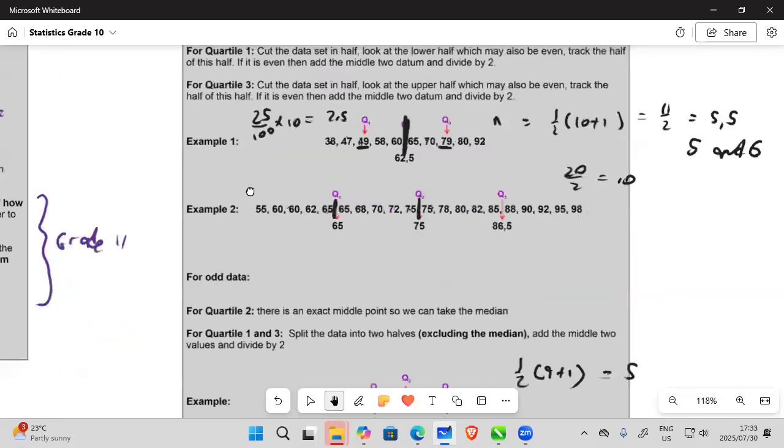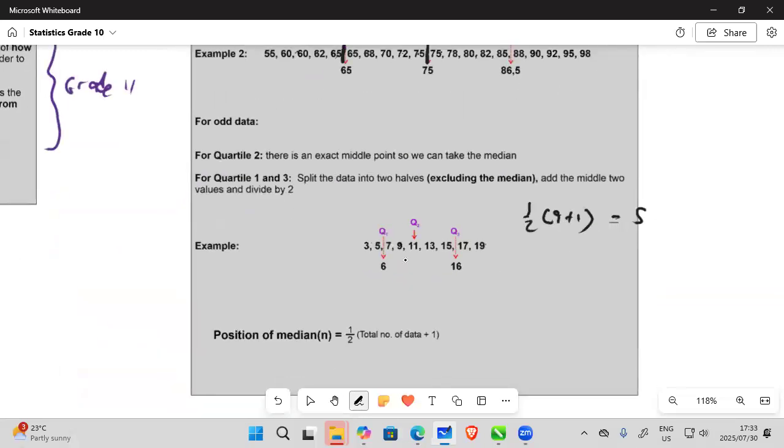But when it's odd, it's child's play. Very simple because you can pinpoint the middle. Look at this one here. Here there's 1, 2, 3, 4, 5, 6, 7, 8, 9. So the middle will basically be this value, where there's 4 here and 4 here.